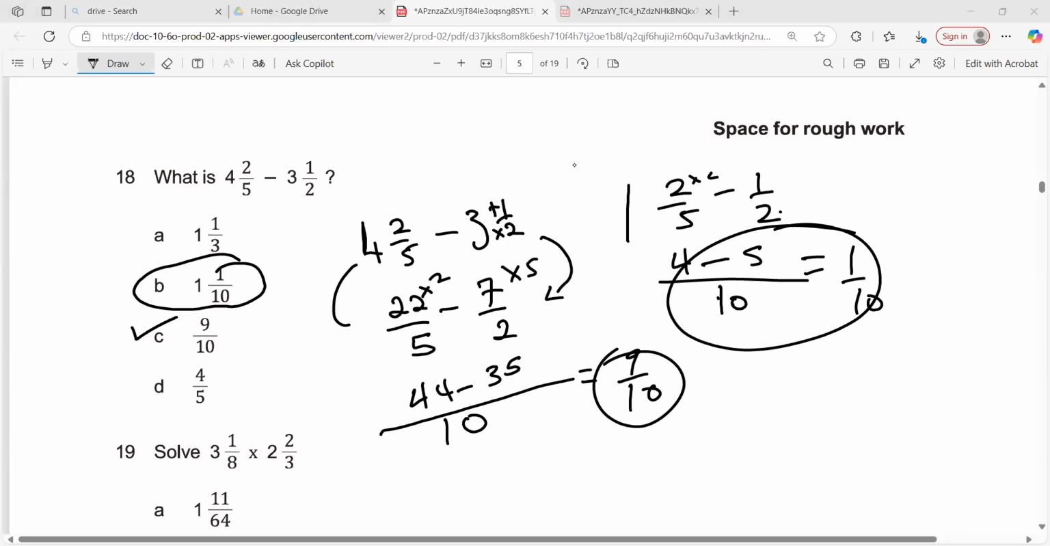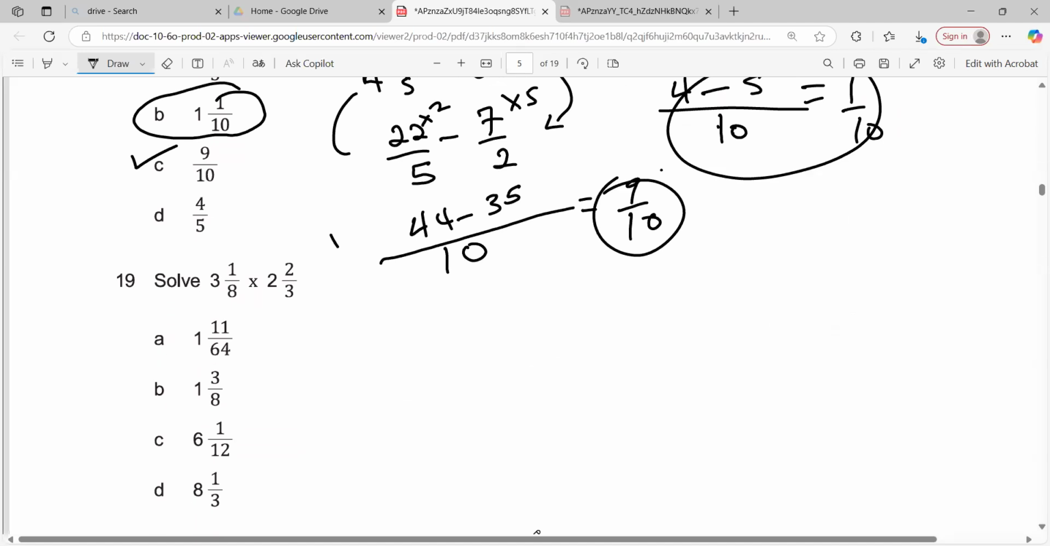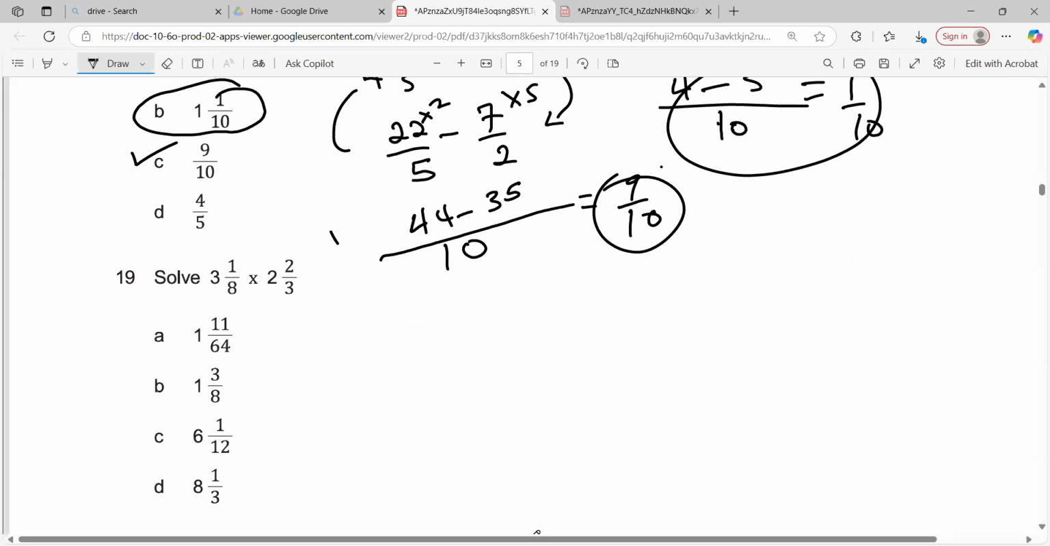I think this might be the last one for today. If we can go to 20, it will be good. Let's see. Thanks so much, Mia. That was well done. All right. 19 says solve 3 and 1/8 times 2 and 2/3.